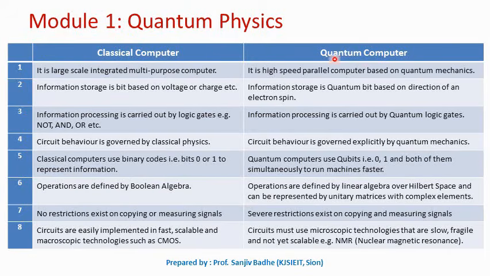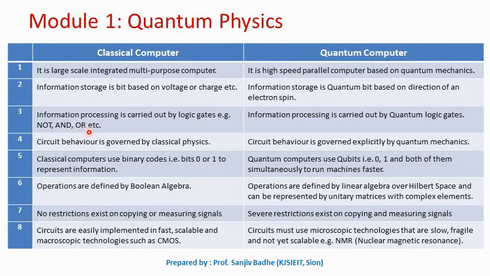So, this will give us a comparison between classical computer and quantum computer. Classical computer is a large scale integrated multiple purpose computer, and a quantum computer is a high speed parallel computer based on quantum mechanics. In a classical computer, information storage is a bit based on voltage or charge. In a quantum computer, the information storage is a quantum bit based on the direction of electron spin.